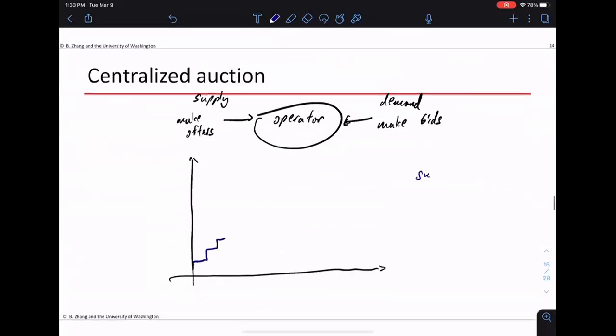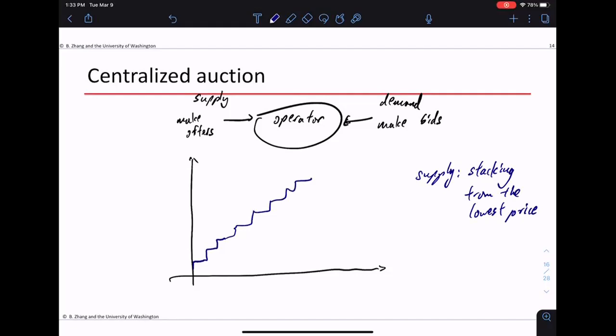So the supply curve is sort of stacking from the lowest price. Okay, so generator A is at a very low price. So you use this generator A first. Generator B is more expensive, C is more expensive, and so on. So you stack up your supply curve this way. This is your supply curve. You stack everybody.